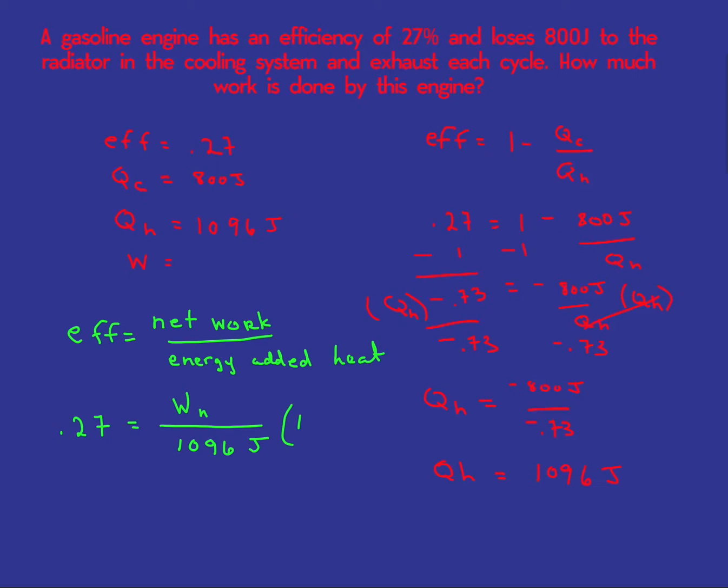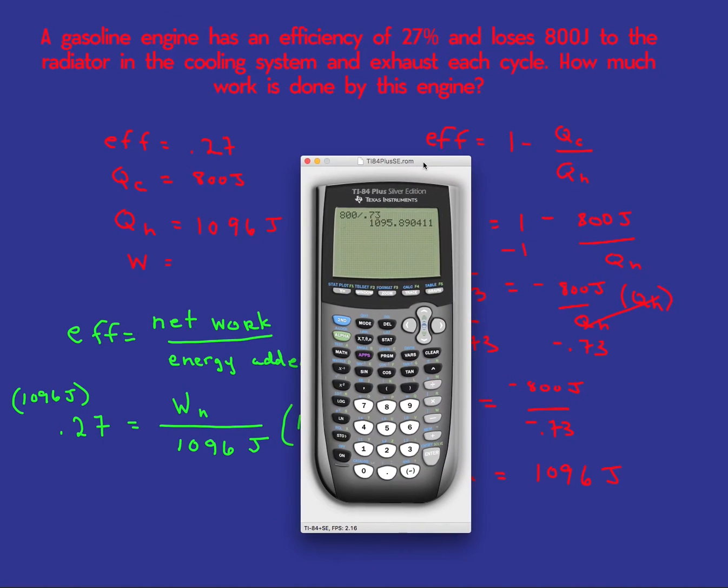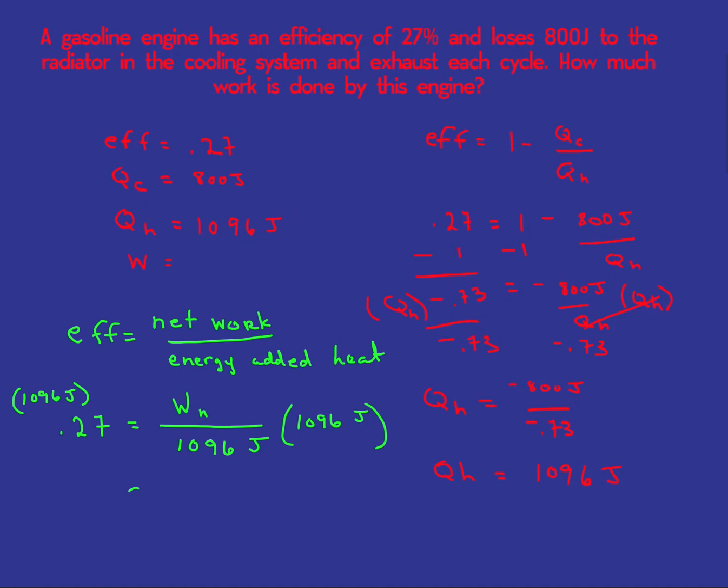So you can see that I can multiply both sides by 1096. Let me pull out my trusty calculator here. While I'm doing this, is this number going to be greater than what I have for my energy added as heat, or is it going to be less than? Less than. 296 joules of work is done by putting in this much heat energy, and that's because of our efficiency. We're losing a lot of it as heat.